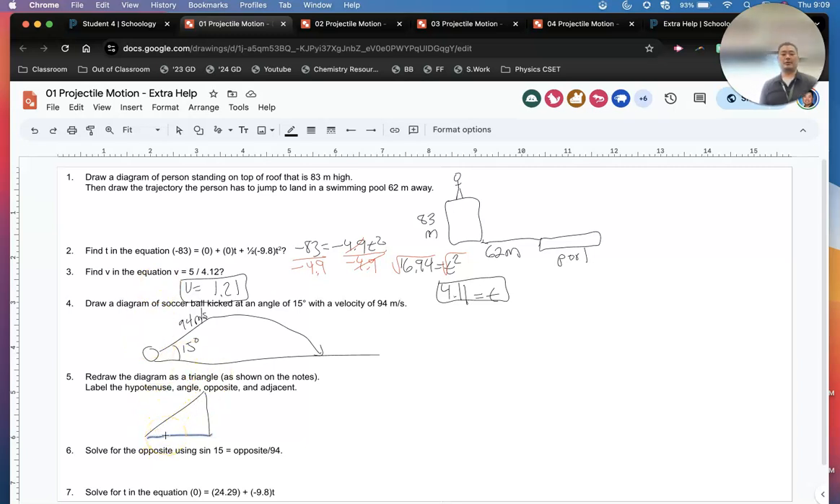So draw your triangle, and then I want you to label the triangle with this information. Transfer this over here. Transfer that over here. Let's see your best guess. Draw your triangle and give me an angle of 15 degrees with a hypotenuse of 94.